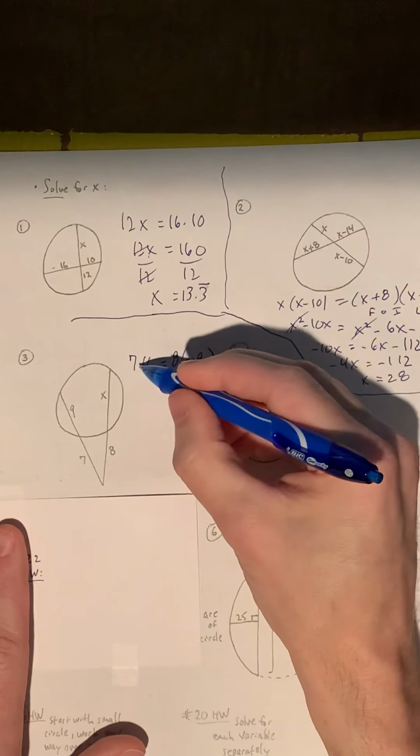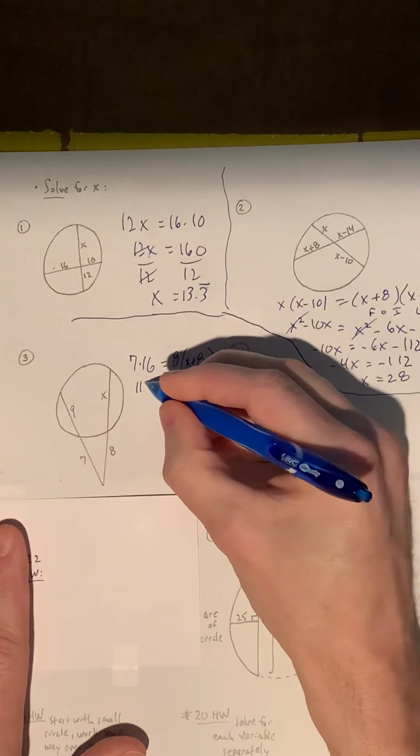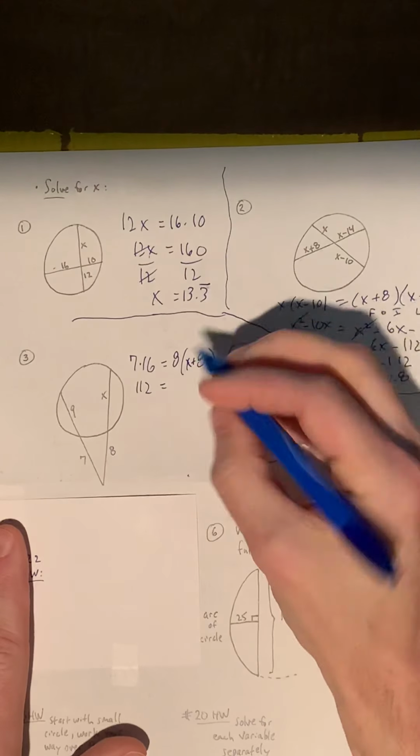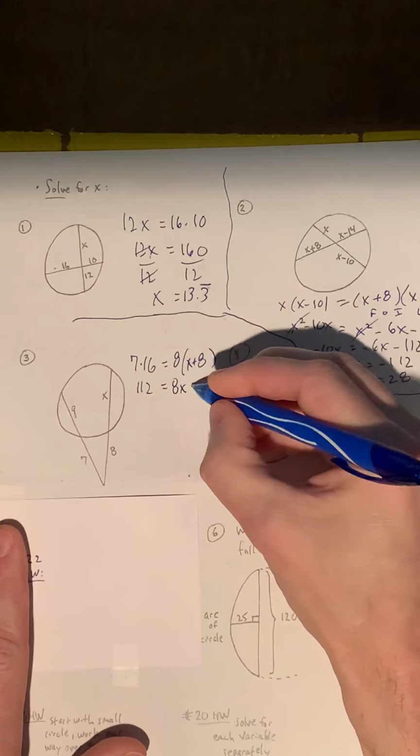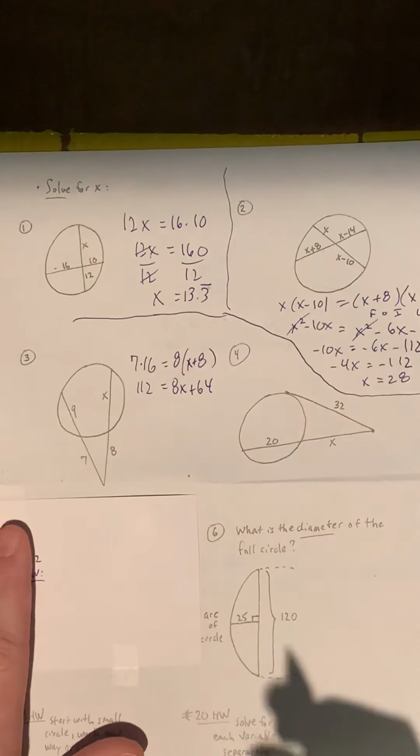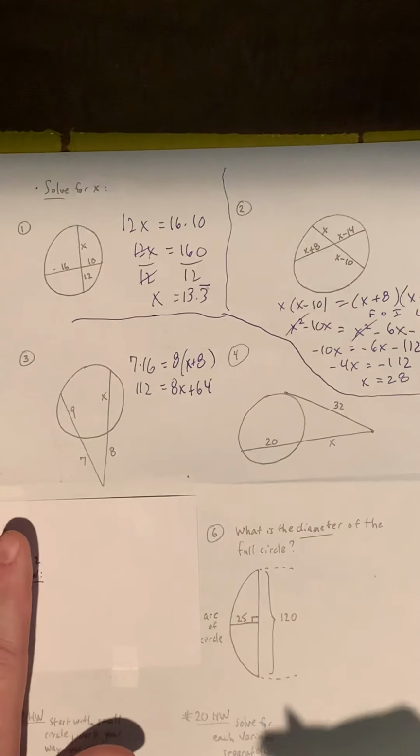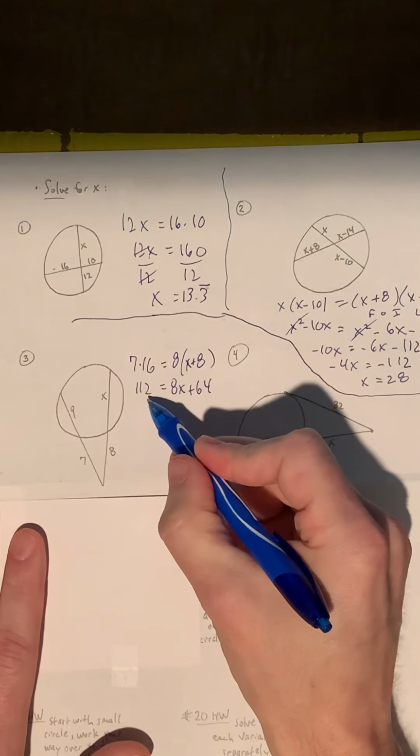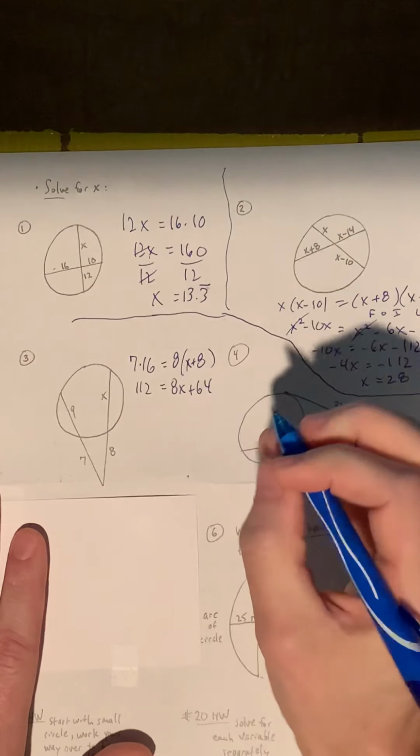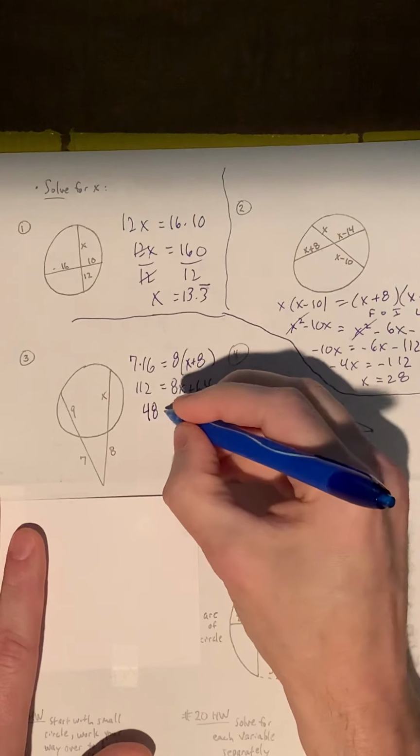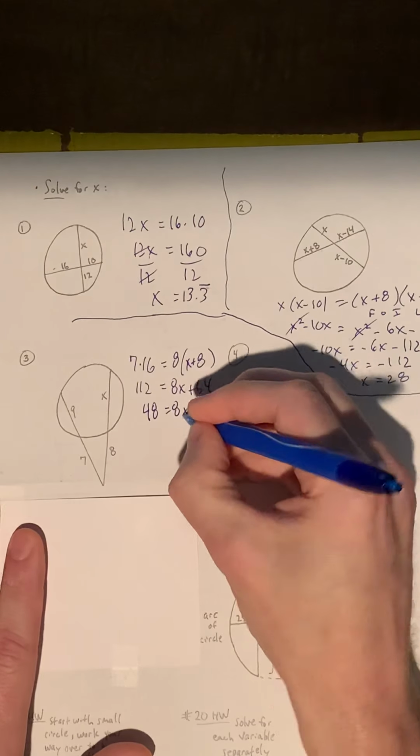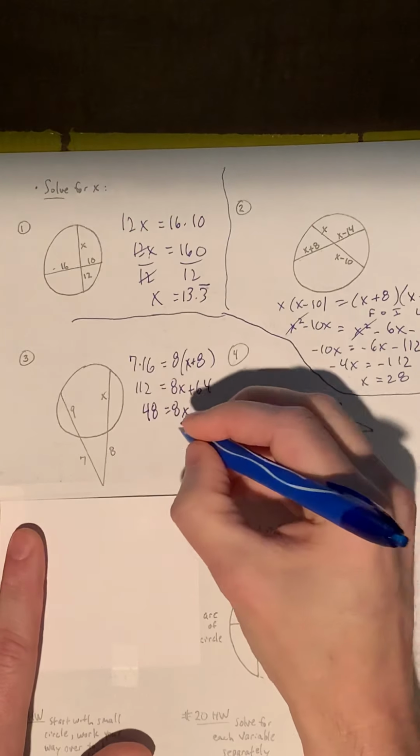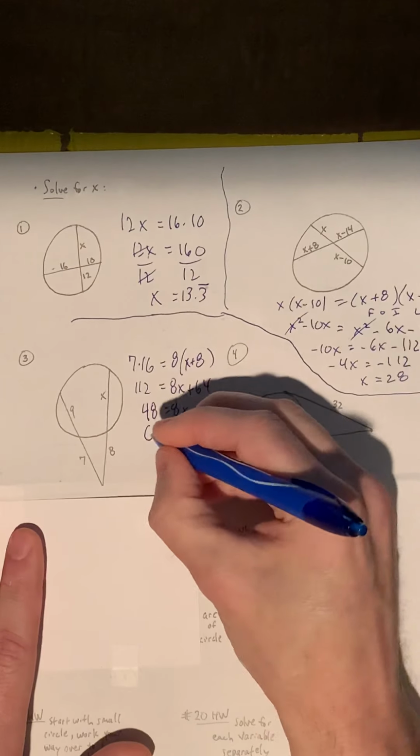All right, we multiply here to get 112. Distribute here, 8x plus 64. And now we have a simple linear equation to solve, a couple inverse operations. Subtract 64 from 112, and that gives us 48. Divide by 8, and we get x equal to 6.